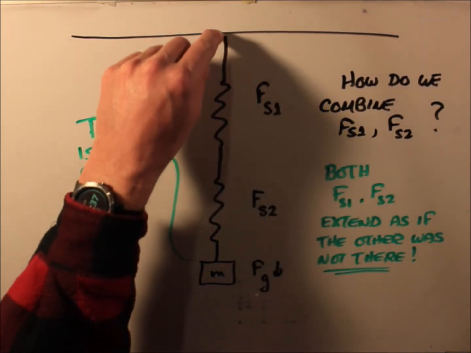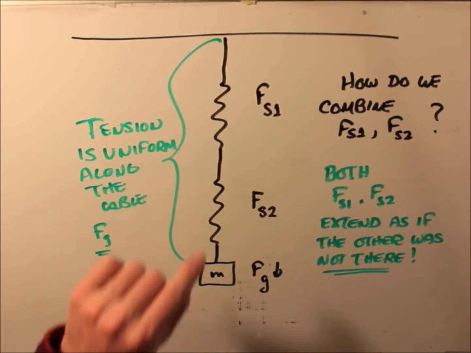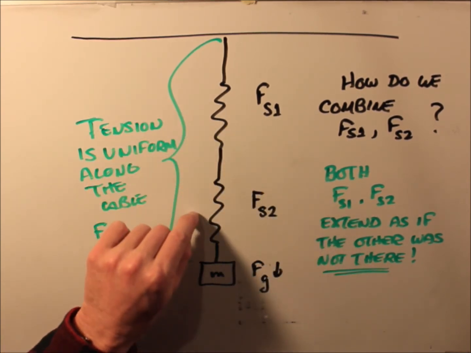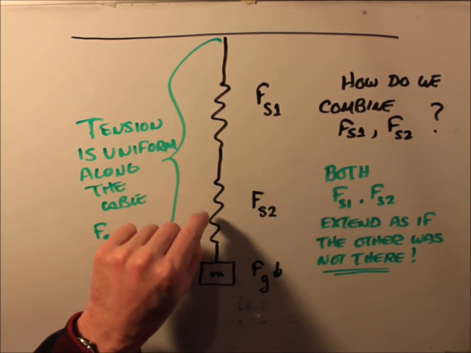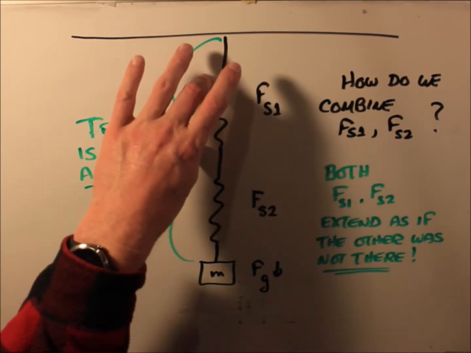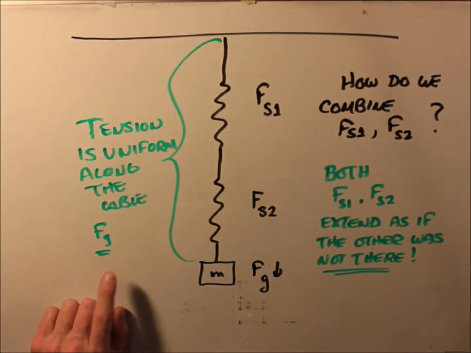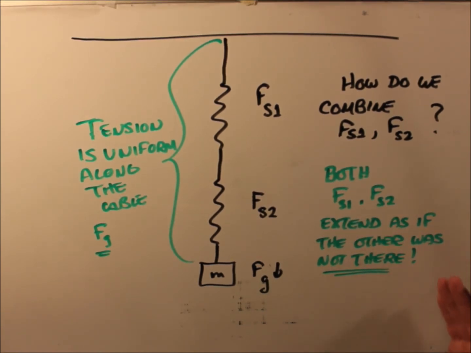But we recognize that the tension throughout this string is the same everywhere. And these springs are going to respond to that tension. And they are both going to extend by the amount appropriate, even if their spring constants are different, so that each one of these springs is extended to reflect the tension force. So putting springs in series does nothing to change the force, and they both will extend exactly the same amount as if the other was not there.